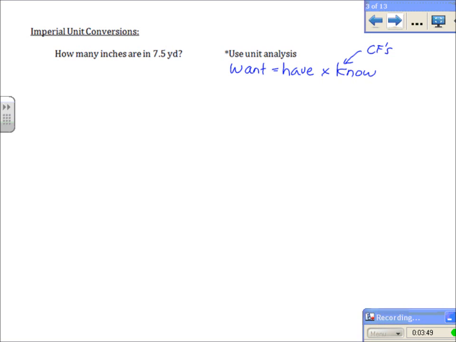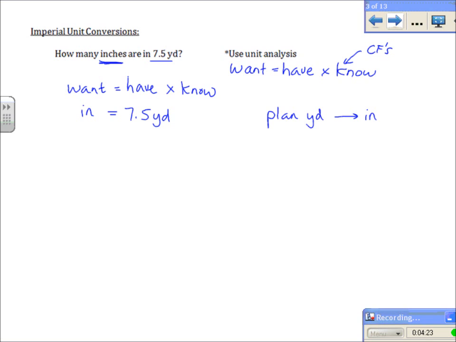So let's do this. What I want, well, what do I want? Let's put it below. How many inches? That's what I want. I want to know how many inches are equal to what I have. What I have is 7.5 yards. That's what I'm given in my question. And then times what I know. We need to think about this. We need to have a plan. And our plan is that we're going from yards to inches. So I go to my data booklet and I'm looking for a conversion factor that's going to get me from yards to inches.